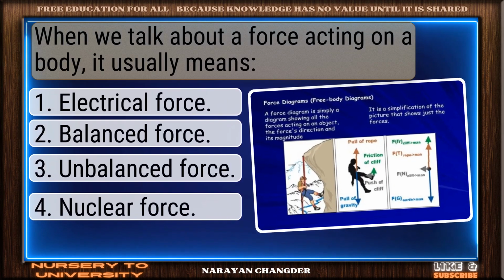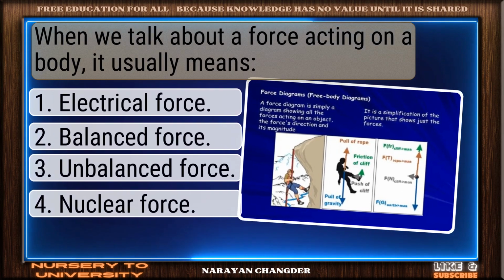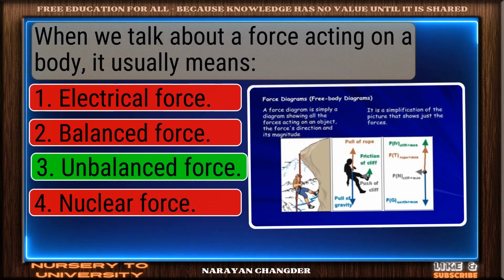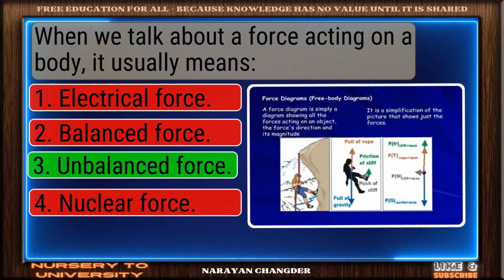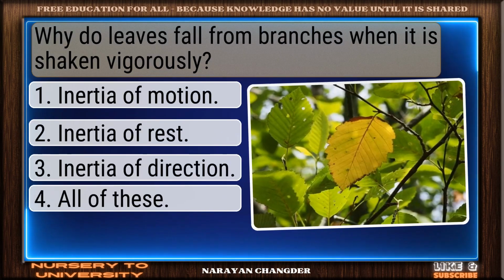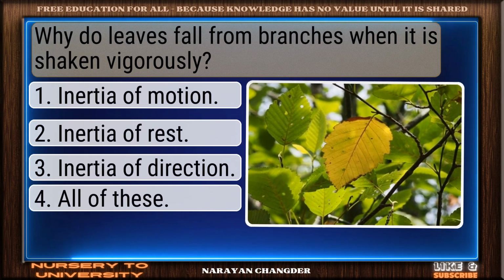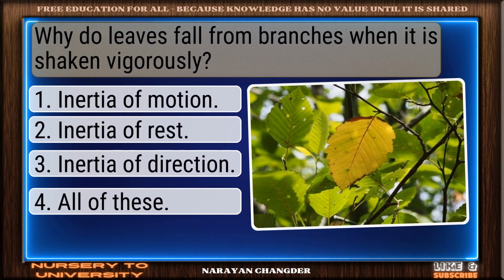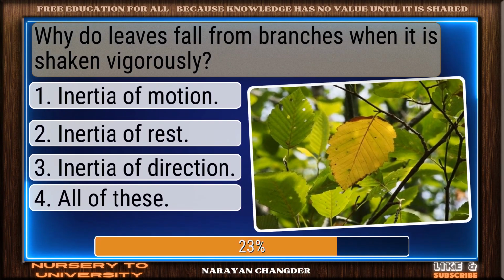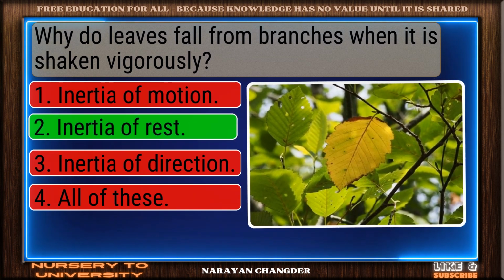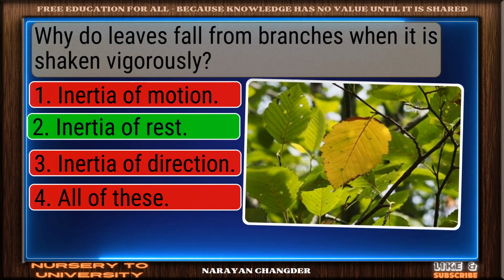Question number 156. When we talk about a force acting on a body, it usually means... Correct. Unbalanced force is the right answer. Question number 157. Why do leaves fall from branches when it is shaken vigorously? Exactly. Inertia of rest makes sense and it is right choice.